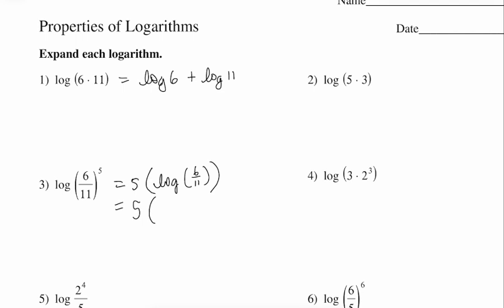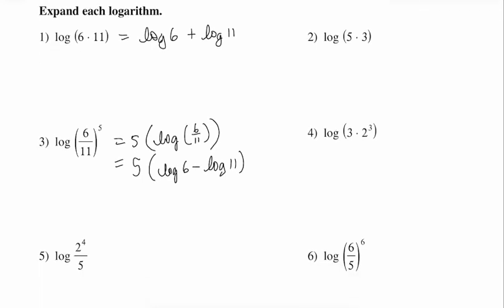In number 1, it was a multiplication. We split it up for addition. For a fraction, we split it up and we subtract its numerator minus denominator. So it's log of the top minus log of the bottom. Now, you could technically multiply through the 5 if you wanted to expand it. 5 times log of 6 minus 5 times log of 11, but I think iMath would probably be okay with you expanding it there.